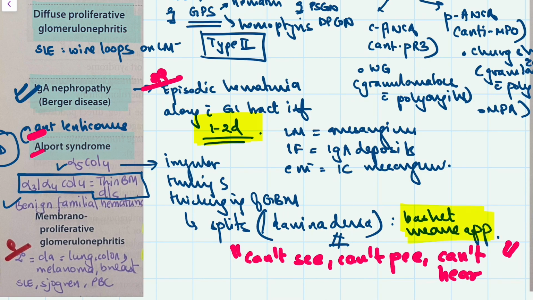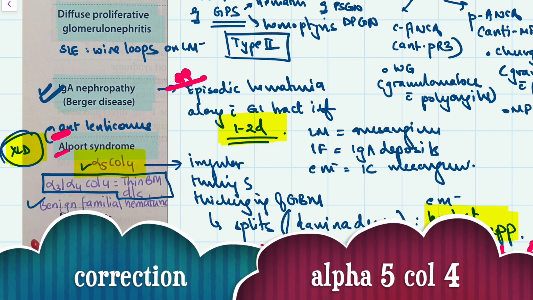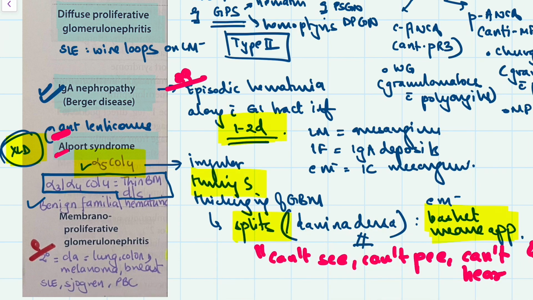And here, as I talked about the basket weave appearance, this is seen on electron microscopy, right? The points that are very important are that it is an X-linked dominant disorder. Then there is a defect in alpha 5 collagen 4 leading to thinning and splitting of the basement membrane, giving a basket weave appearance, and the patient can't see, can't pee, can't hear, because there is anterior lenticonus, sensorineural hearing loss, and glomerulonephritis.